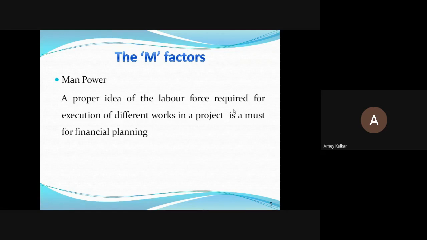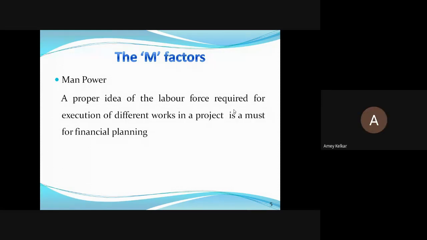Suddenly, in a project of a small scale, if the labor number increases by 5 to 10 also, your budgeting might collapse. So the idea of the labor force required for execution of different works in a project is a must for your financial planning. Now when you think of a bigger project, for example, in Bijapur there is an airport coming up. Hope Shabaz, you have that idea. Yes, sir, an airport is coming up in Bijapur.